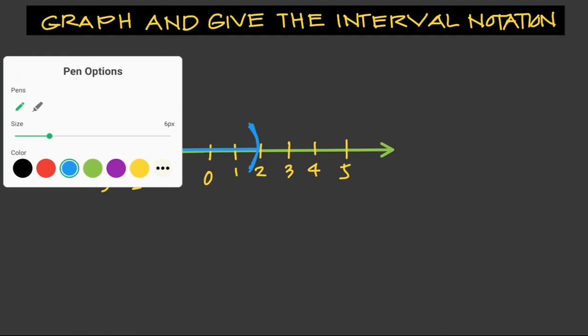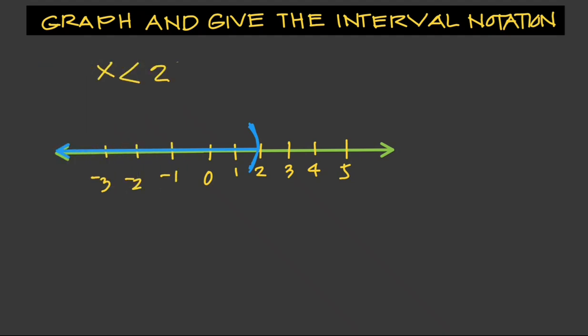Now we can write the interval notation for this. Since it doesn't have an equal sign, we can just use this bracket here. So 2, the maximum number, and then negative infinity, because it doesn't have any smaller number. Okay, let's try another problem here.